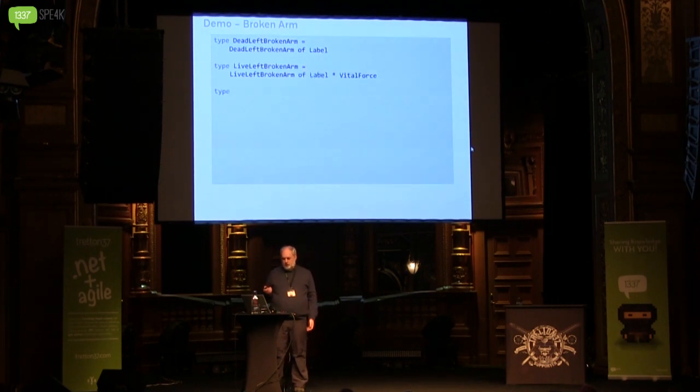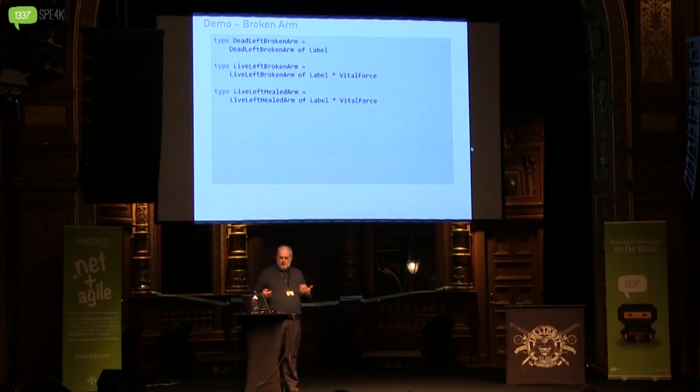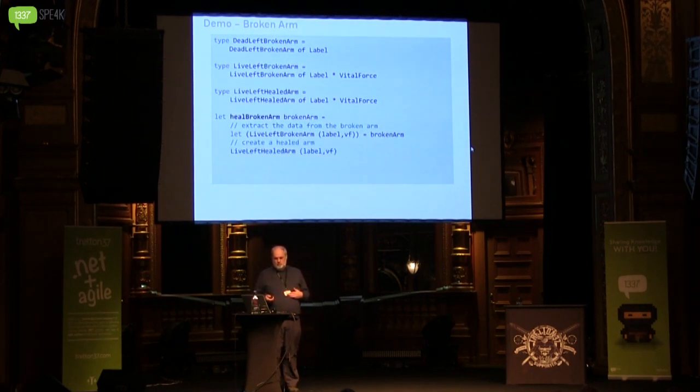Here's some more things. Here are the type definitions, the class definitions of the broken arm and the unbroken arm and the healed arm and all of those things. But here's the main thing. To heal a broken arm, we start with a broken arm, and we basically get the data out of it and we create a healed arm. So our function that works with the normal things just takes the data out of the broken thing and makes a new thing out of it. That's how we heal it.